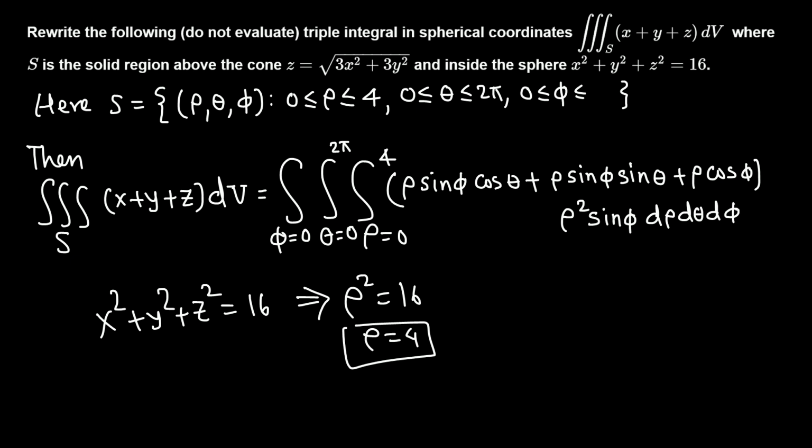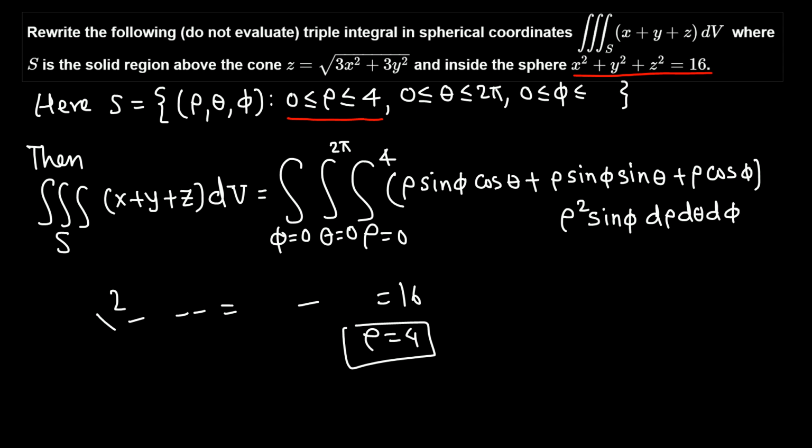Our solid lies inside this sphere, which means rho has bounds from 0 to 4. So we can describe the solid as the collection of rho, theta, and phi, where rho is between 0 and 4 because of this sphere. If we graph this sphere, we are clear about the rho part. Now we need to find the bounds for theta and phi.